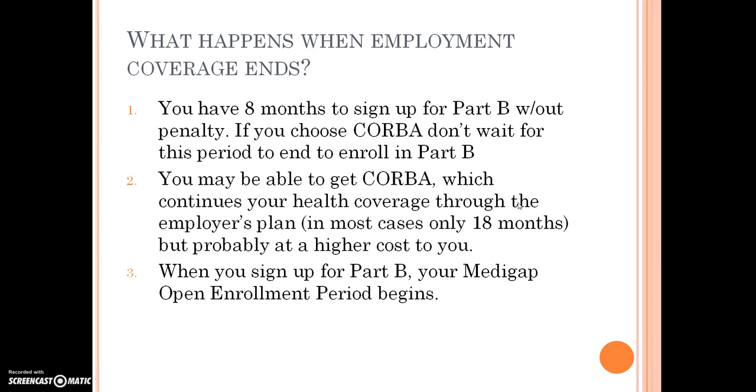What happens when employment coverage ends? We went over this a little bit in the beginning, but I wanted to go over it one more time. Again, you have 8 months to sign up for Part B without penalty. If you choose COBRA, do not wait for this period to end to enroll in Part B. You may be able to get COBRA, which continues your health coverage through the employer's plan. In most cases, again, it's only going to go 18 months, but it's probably going to be at a higher cost than what you would be paying for your Part A and Part B with Medicare.